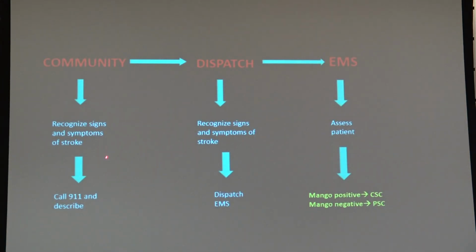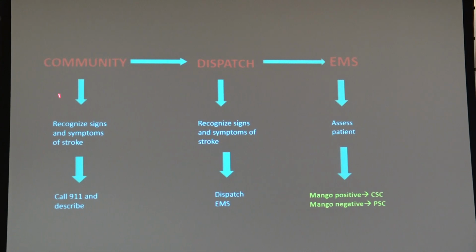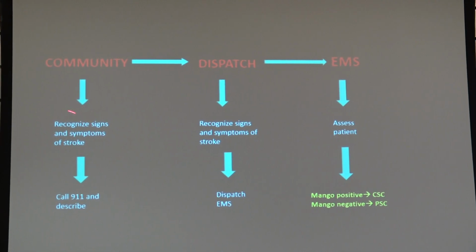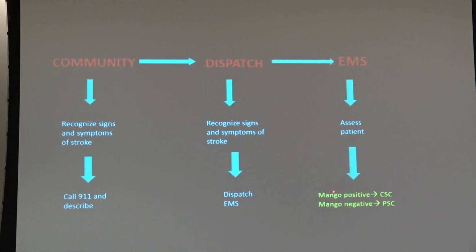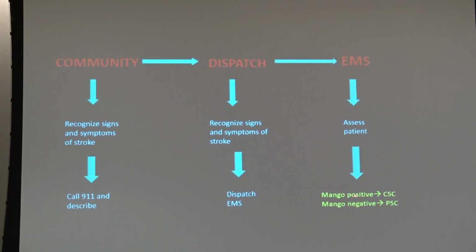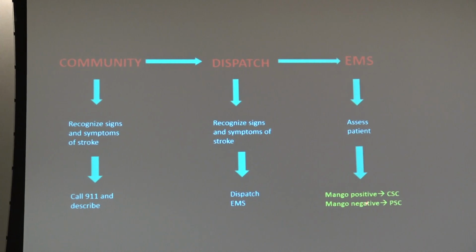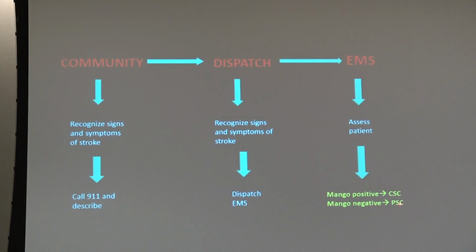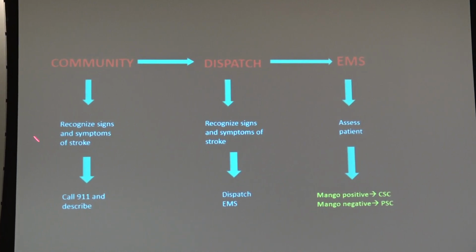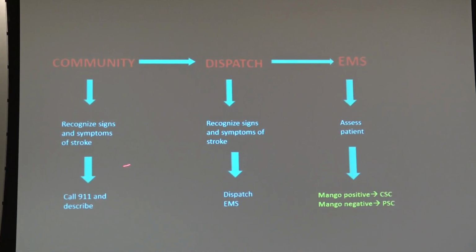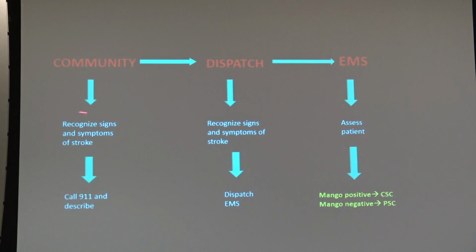One last thing we're going to talk about here, and that is, in the community, they recognize the signs and symptoms of stroke. They call 911, 911 dispatches EMS, they go and see the patient. If they're Mango positive, they send them to a comprehensive stroke care center. If they're Mango negative, they take them to a primary stroke care center. But this is the rate limiting step of this pathway. That is the community being able to recognize the signs and symptoms of stroke.